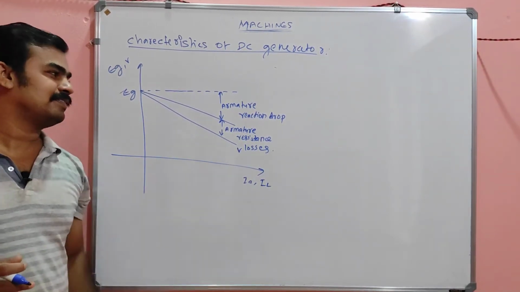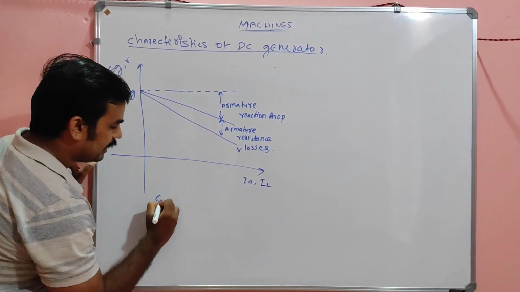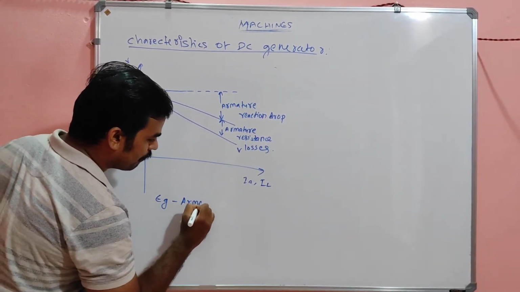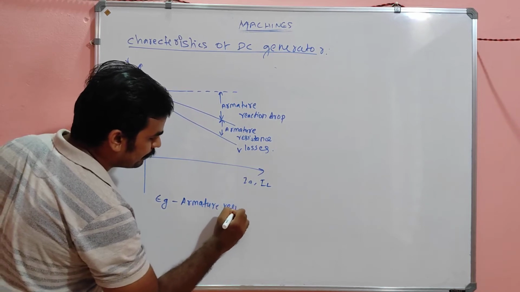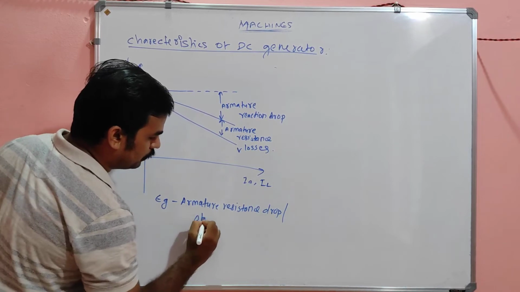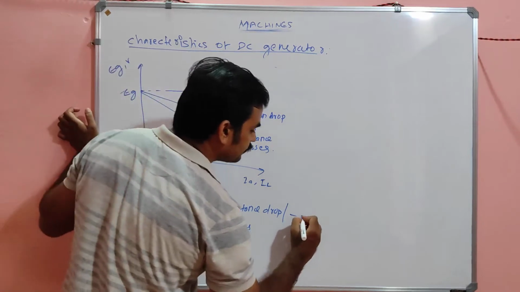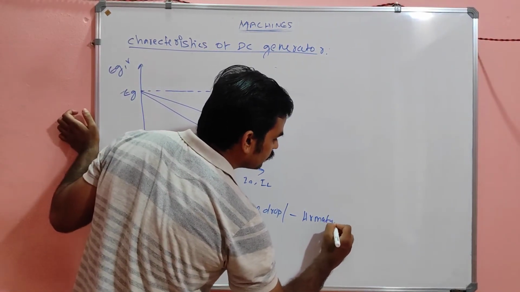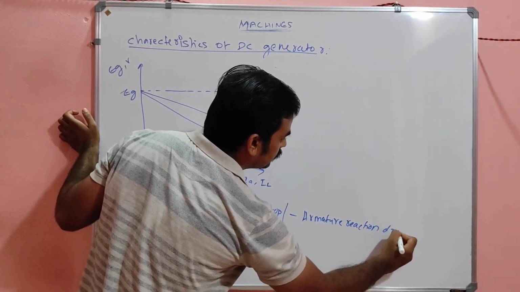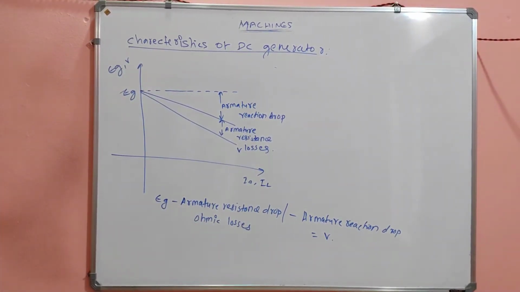Do you remember this, my dear? Yes, you remember this? So I can say from this graph that the generated voltage minus the armature resistance drop, or ohmic losses, minus the armature reaction drop, is equal to the terminal voltage.